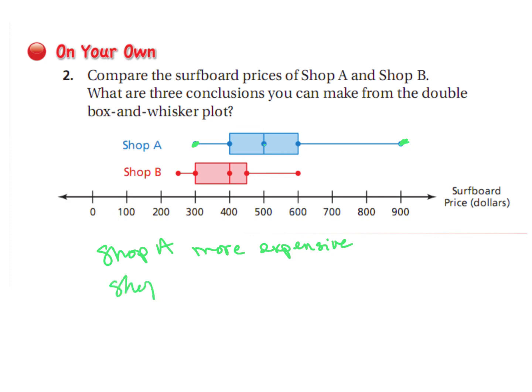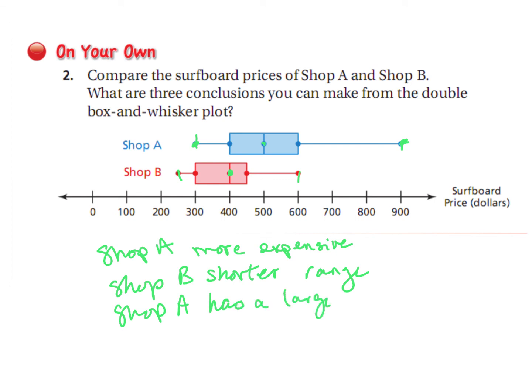Shop B, I can say has a shorter range. Look at how far their range is compared to shop A. So they have a shorter range. Their median, shop A has a higher median, because here the median for shop B is 400. It's 500 for shop A. So shop A has a larger median. So we made 3 conclusions.